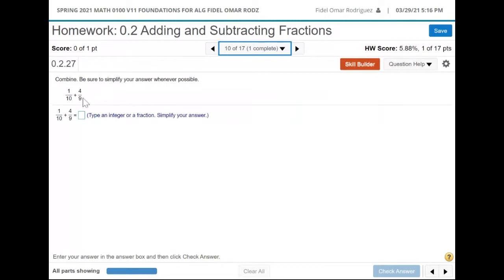So remember, right now the two numbers that I'm really concerned with are 10 and 9. Those are my denominators. So let me stop sharing this page, and I'm going to write down the problem so that I can do it. So my problem is 1 over 10 plus 4 over 9.